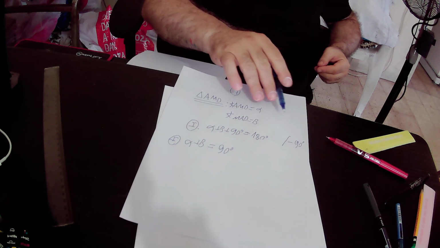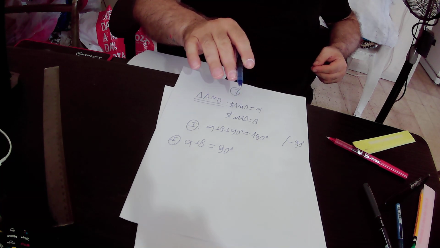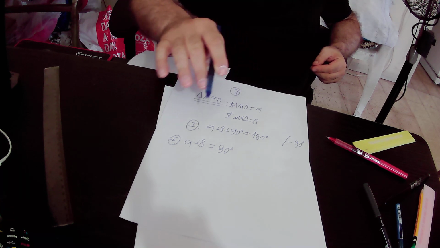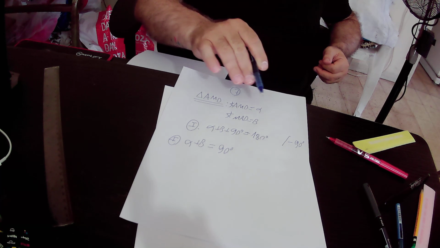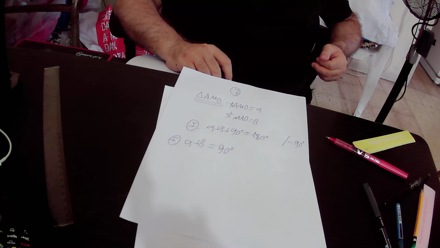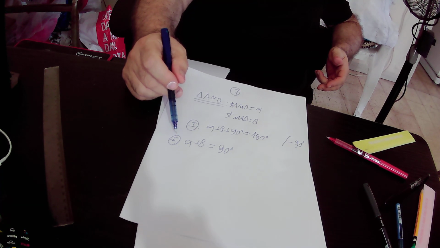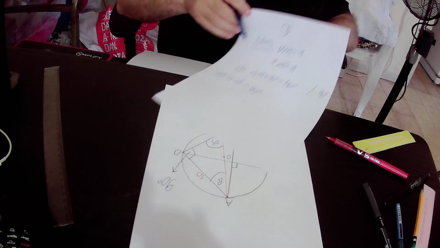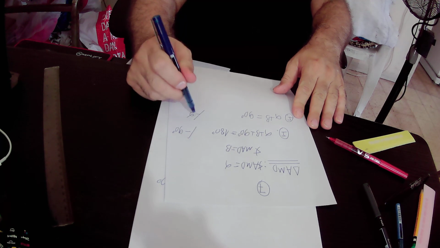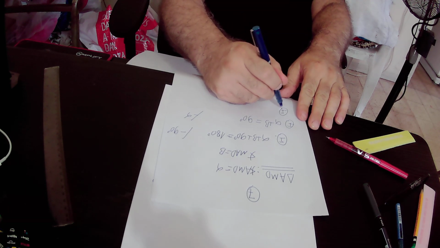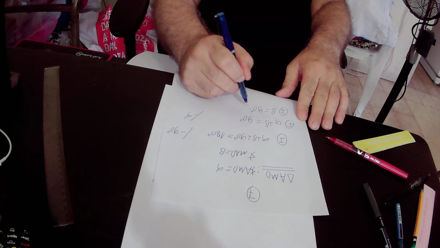We subtracted 90 degrees from equation number 1, so alpha plus beta plus 90 degrees minus 90 degrees equals alpha plus beta, and 180 degrees minus 90 degrees equals 90 degrees. In the next step, we will subtract alpha from equation number 1. We will get that beta equals 90 degrees minus alpha.